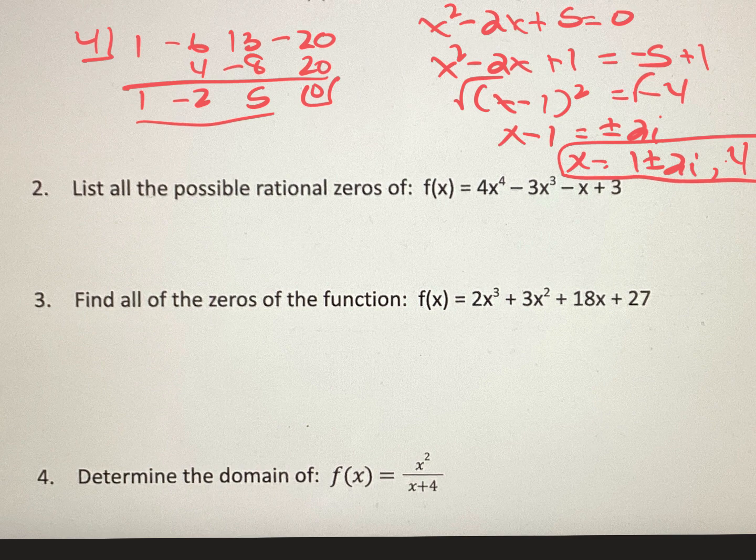Number 2, make a list of all the possibles. Remember, the way we do this is we do the factors of the last number, which is 1 and 3, over factors of the first number, which is 1, 2, and 4. So I'm going to put 1 and 3 over 1, 1 over 1, 3 over 1, 1 over 2, 3 over 2, and then 1 over 4, 3 over 4. Again, factors of the last over factors of the first.